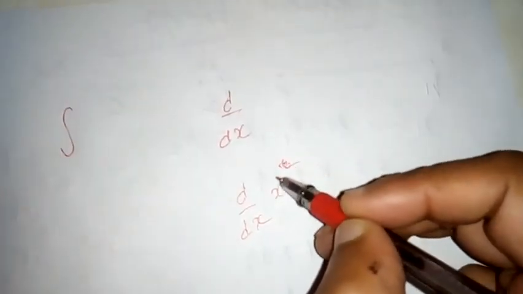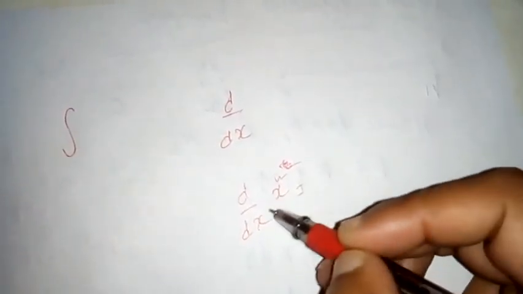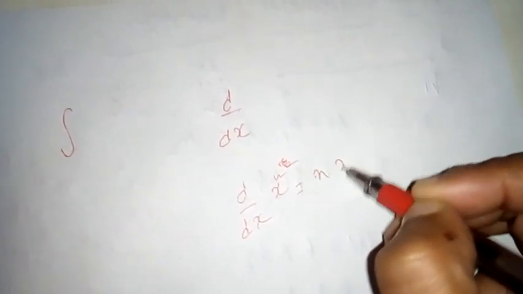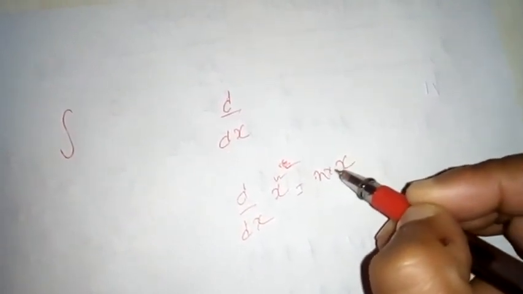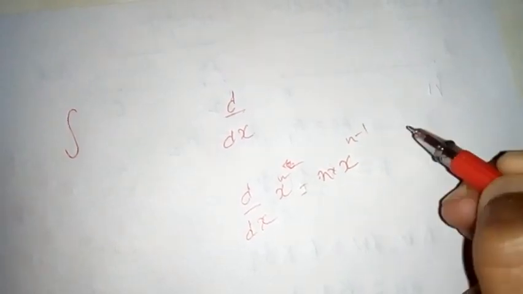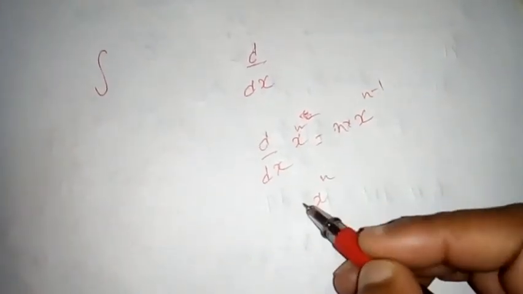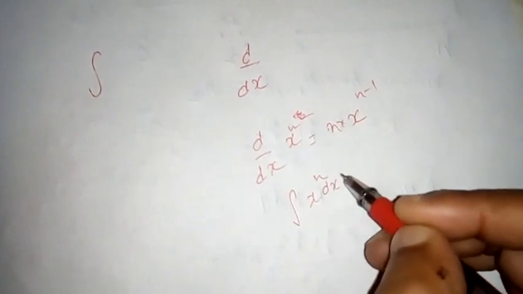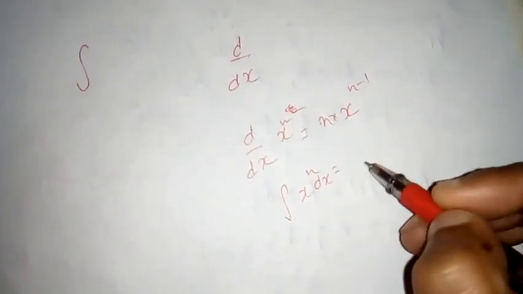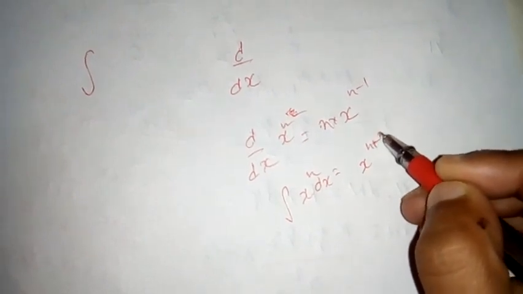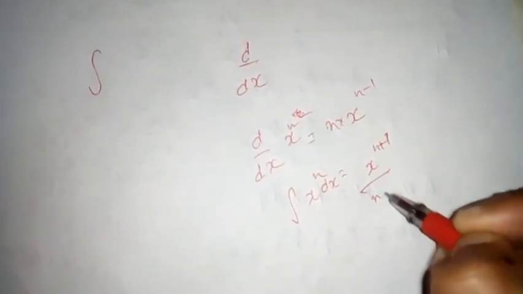Let me write it as x to the power n. After differentiation, this quantity will become n into x to the power n minus 1. And this value x to the power n, if I integrate it with respect to x, becomes x to the power n plus 1 divided by n plus 1.